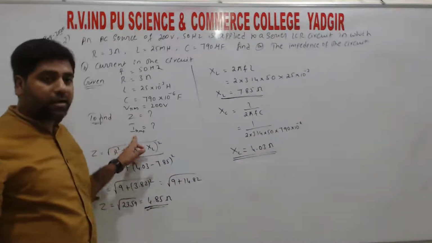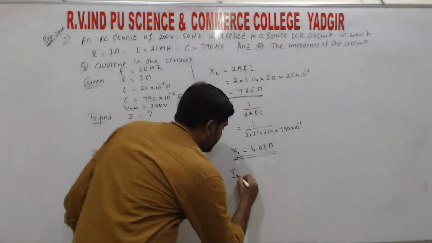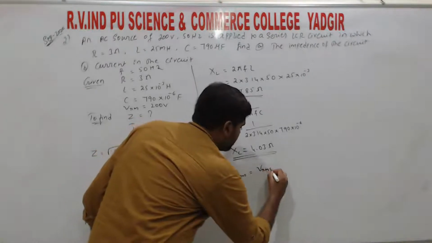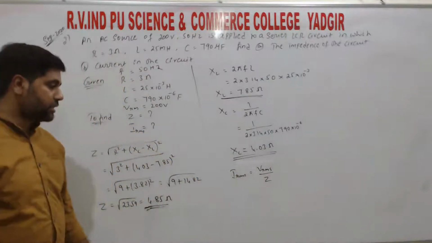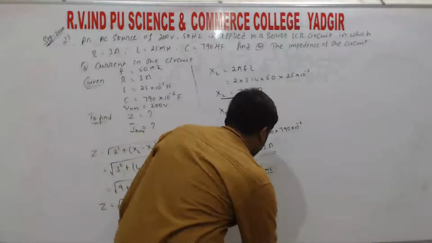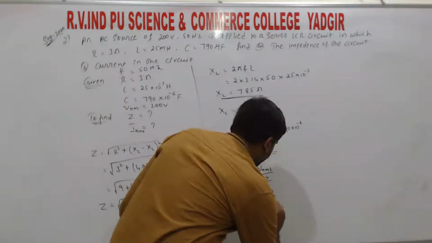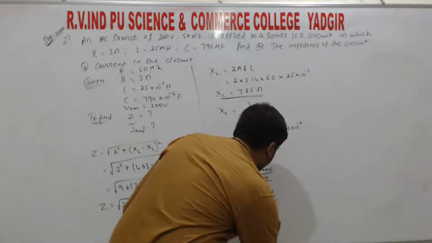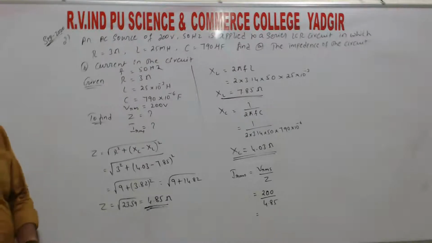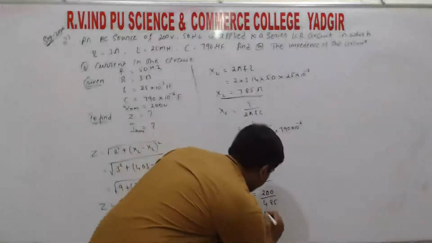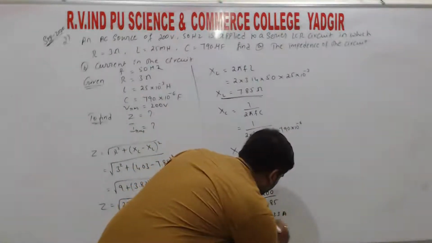So next one is the IRMS. So we know the relation IRMS is equal to VRMS divided by Z, that is V is equal to I into R. So Z acts as a resistance, right? So VRMS is known to us, that is 200 volts divided by 4.85. So simplify and we get 41.23 amperes.